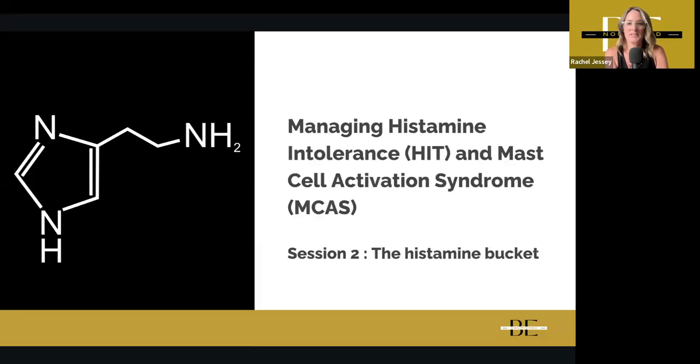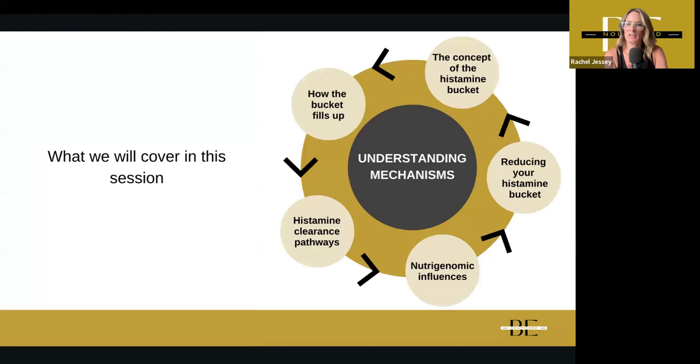Hello and welcome to session 2, where we're going to be talking about the new and improved histamine bucket. In this session, we're going to be looking at the concept of the histamine bucket and what puts pressure on that. We're going to be looking at some of the histamine clearance pathways. Now, in this session, I do have doctors and healthcare practitioners on this course, and some of this can get quite technical, but I will do my best to explain it as easily as possible so that everyone has a clear understanding of what's going on here.